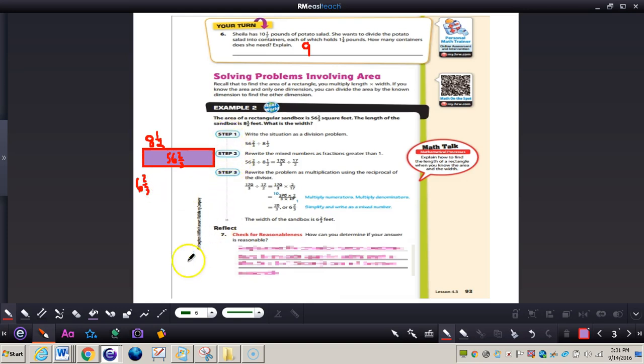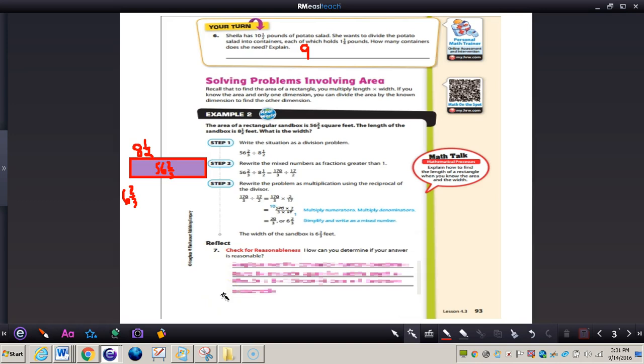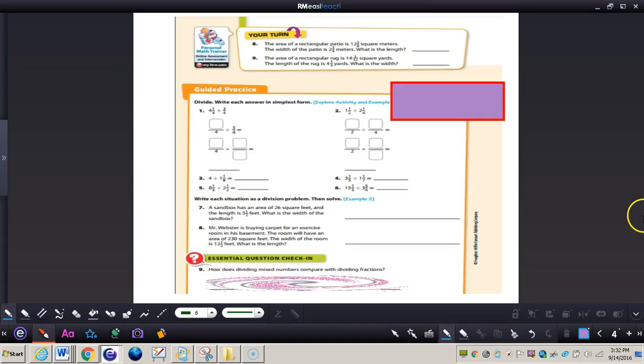Now you can see those different steps on there, and I do encourage you to look over those steps a little bit more. And for number 7, let's look at the reflect. It says, how can you determine if your answer is reasonable? Okay, so you want to use compatible numbers to estimate. So you want to round the area to 56 feet, and then the length to even 8. So 56 divided by 8 is 7. So we know 6 2/3 is close to 7. So we know the answer is reasonable. So you can always double check to see if your answer is reasonable if you use rounding or compatible numbers.